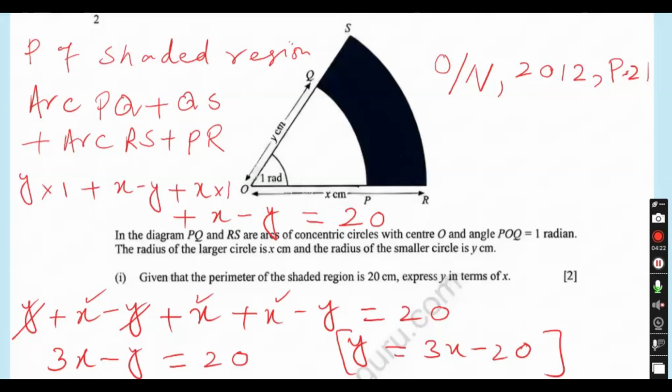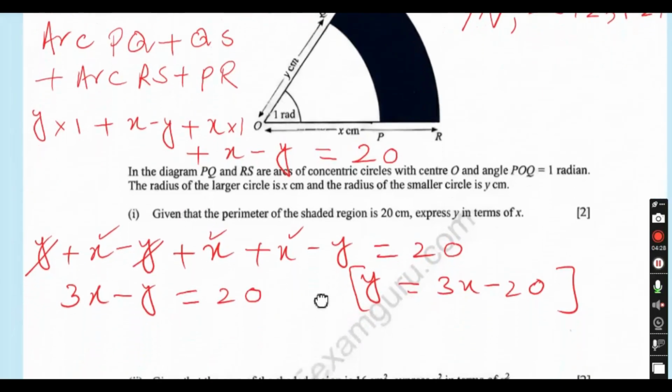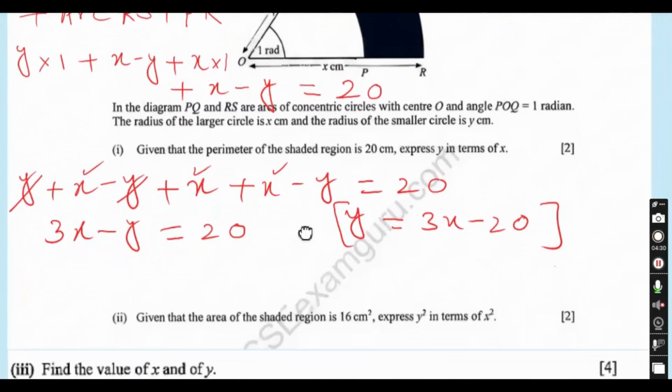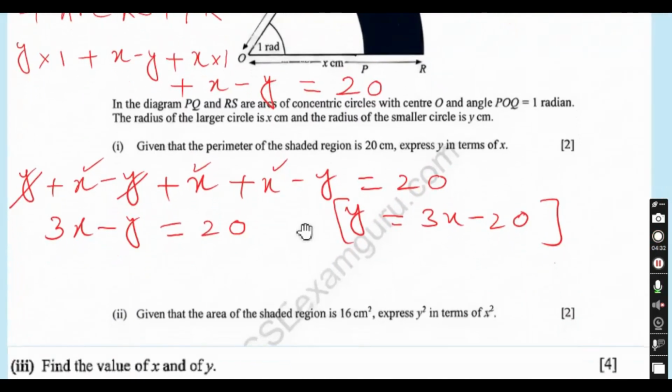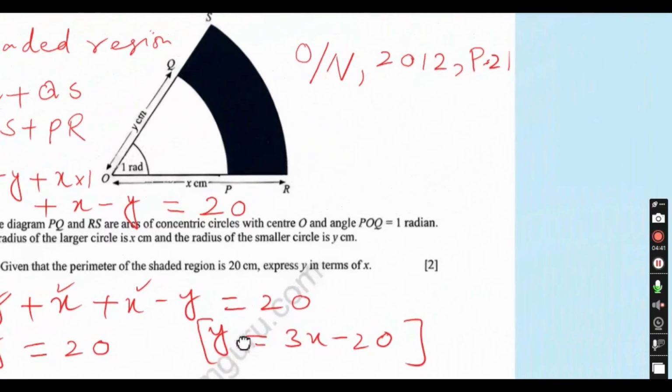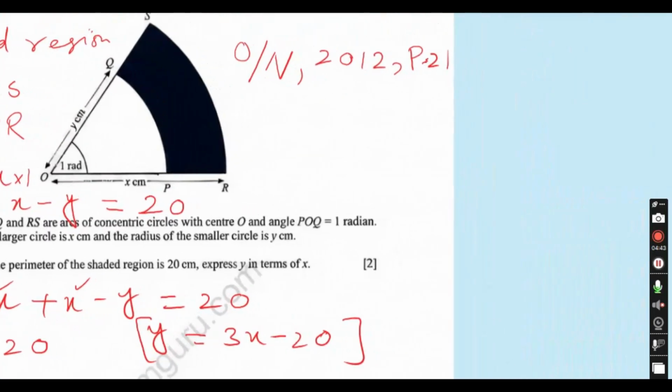The requirement has been fulfilled. Now what is the next part? Given the area of the shaded region is 16 centimeter square, express y in terms of x square. Very easy. So how to find, this is part 2.